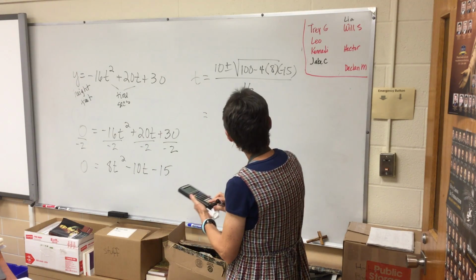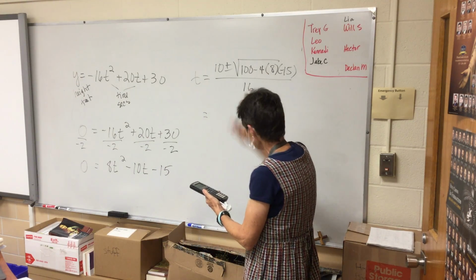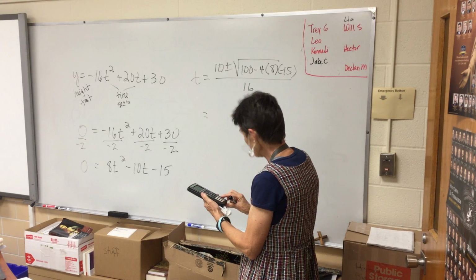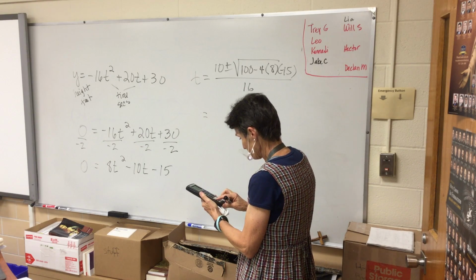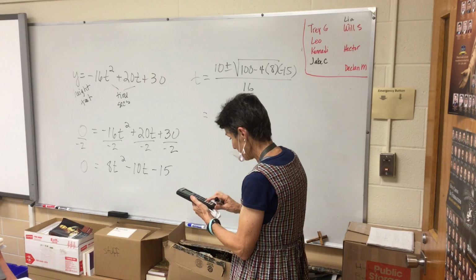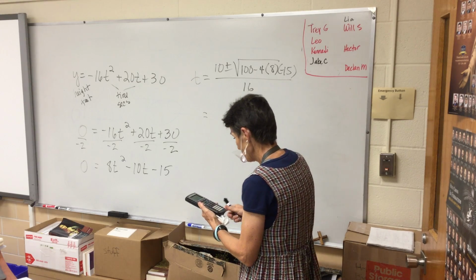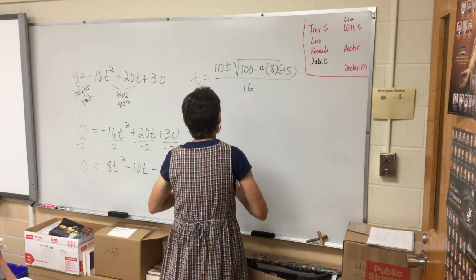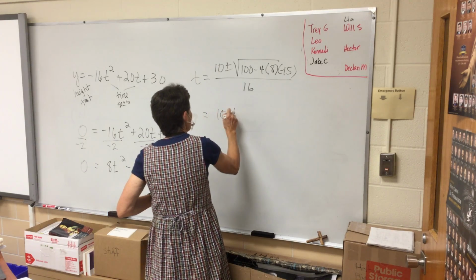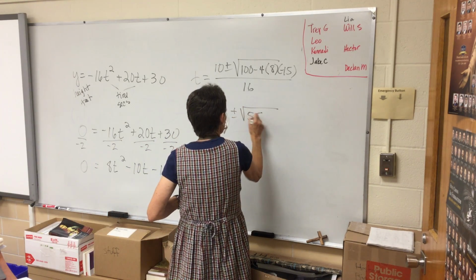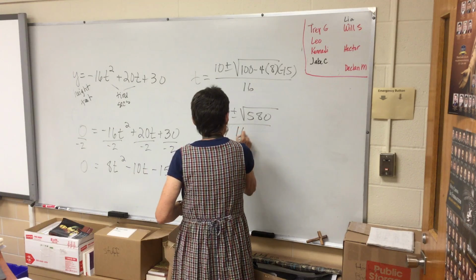Okay, so here we go. I'm going to do that discriminant right here. So that's going to be 100 plus 4 times 8 times 15. So I got 580. So 10 plus or minus the square root of 580 over 16.